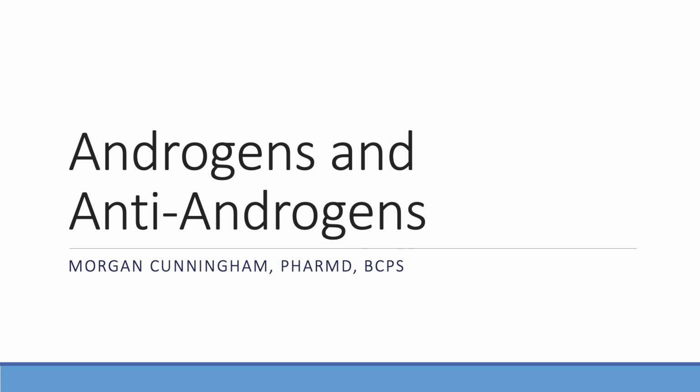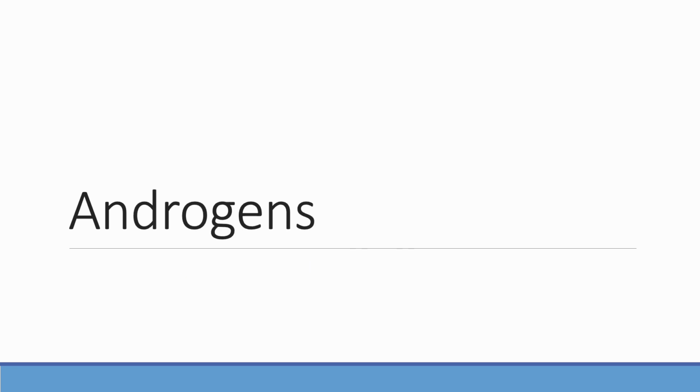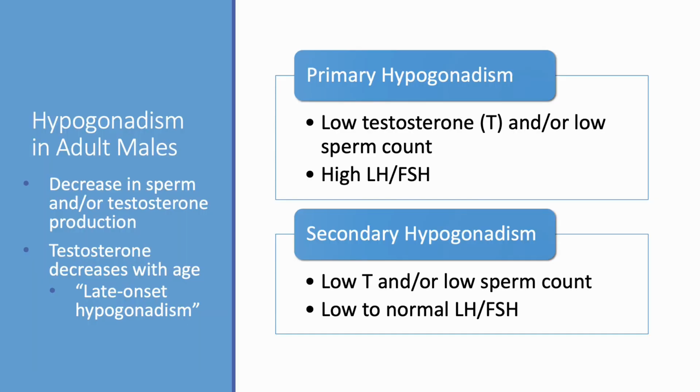I'm going to be doing some of the lectures for the men's health course, and today we'll start off by talking about androgens and anti-androgens. So androgens are the first part that we'll focus on, and this is primarily going to be testosterone. First we'll talk about low levels, which is hypogonadism in adult males.